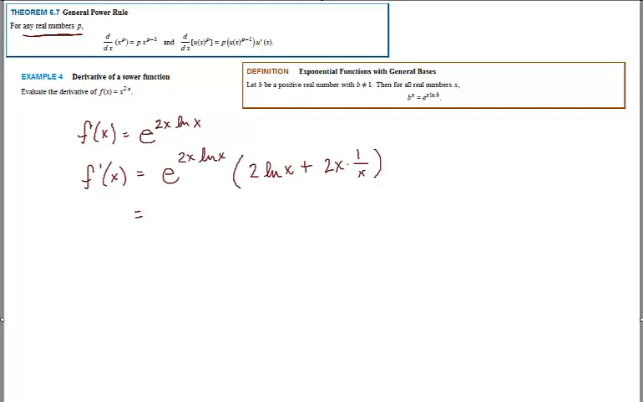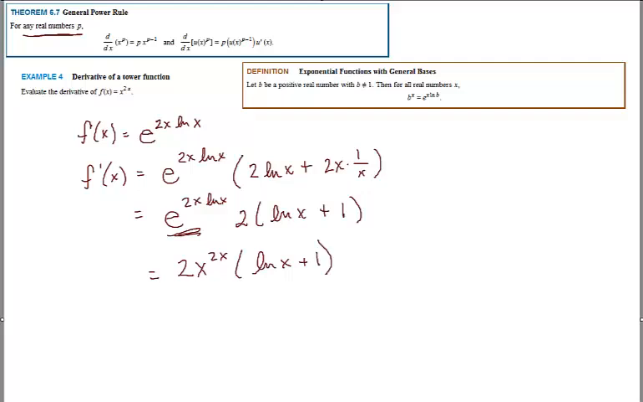Then putting all of that together, I've got e to the 2x natural log of x. And this will look a little bit better if I go ahead and pull out the 2, so it's 2 times natural log of x plus 1. And then once I've got that, I can say, well, this thing really is just x to the 2x, and then I like my 2 out front, natural log of x plus 1.